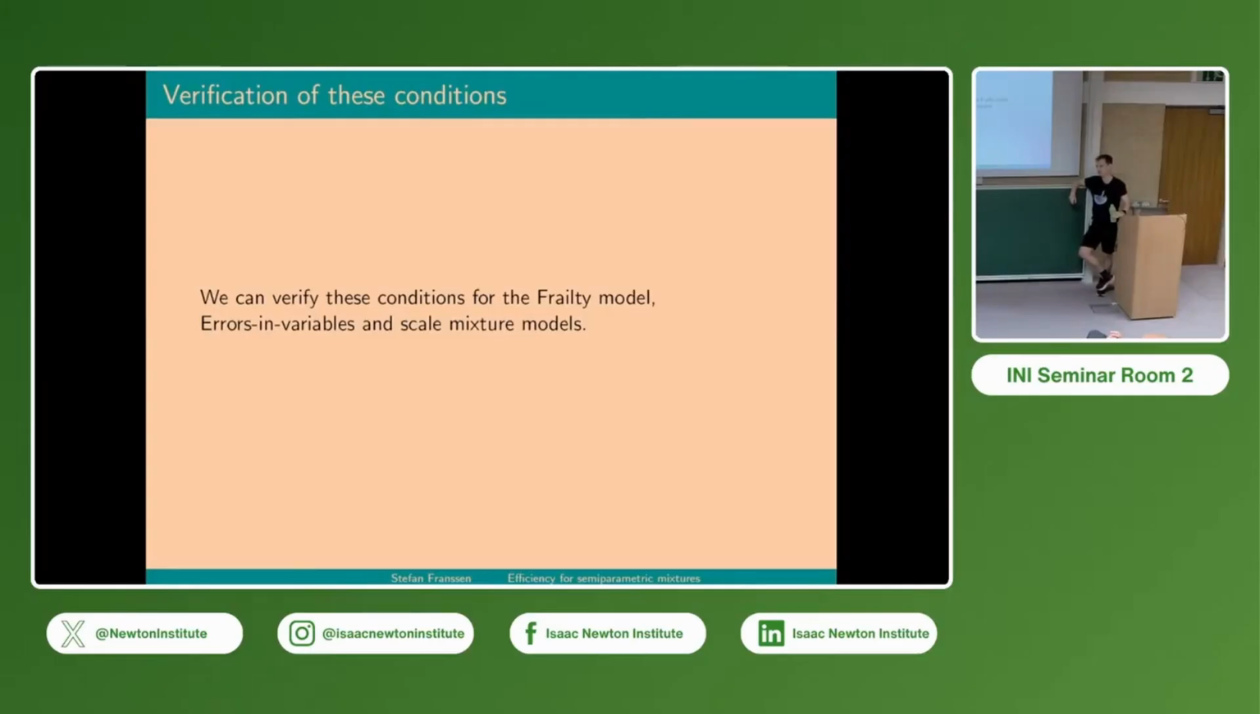Does there always exist a least favorable submodel? And if it exists, is it unique? No and no.